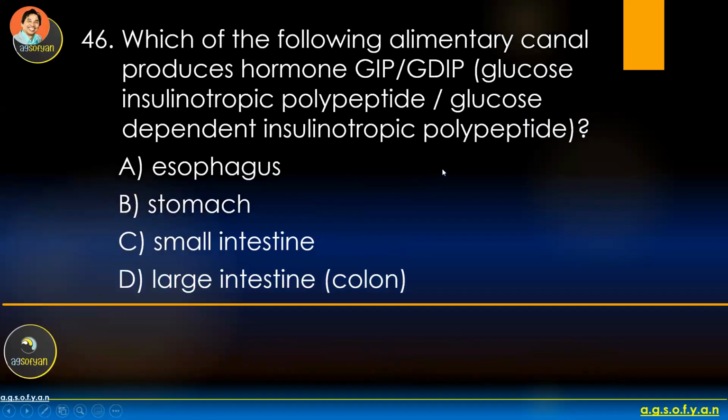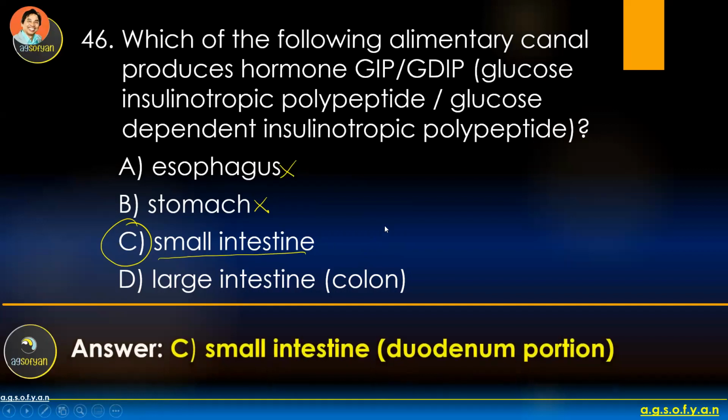Which of the following alimentary canal produce hormone GIP, or glucose-dependent insulinotropic polypeptide? Okay, choose your answer. Again, esophagus will be not, stomach it is not, and the answer will be small intestine. Small intestine actually produce 3 hormones, CCK, GIP, and secretin. So small intestine is the answer.